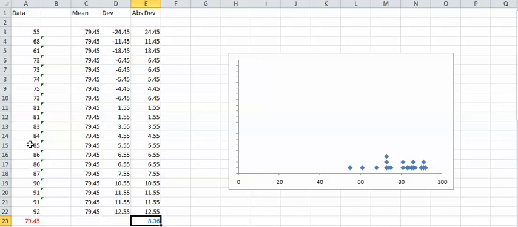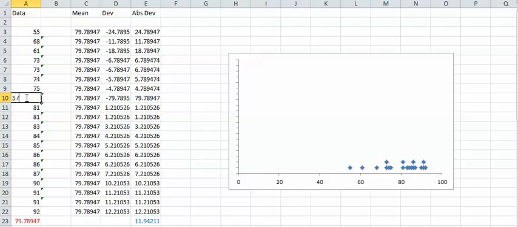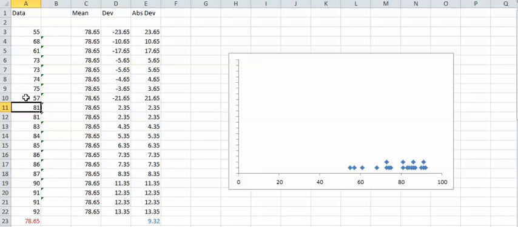Now I'll just play around with this a little bit more. This value right here is 73. Maybe I'll move it down to 57. So it moved further away from the mean. We just saw that dot move further away from the center, which means that the absolute deviation of that value went up, and then the MAD went up as well.